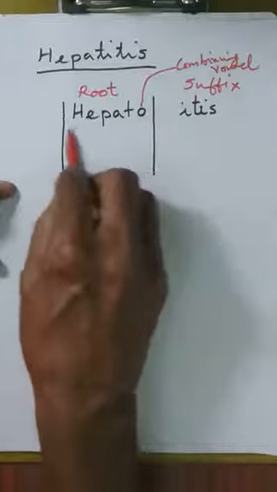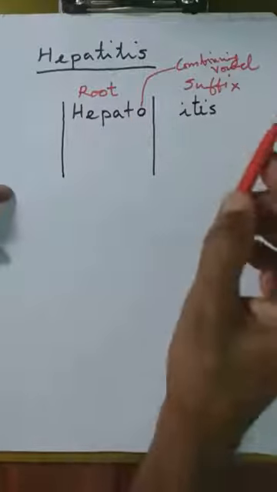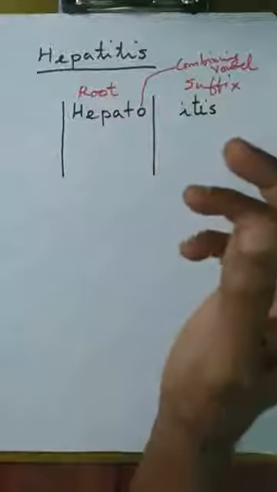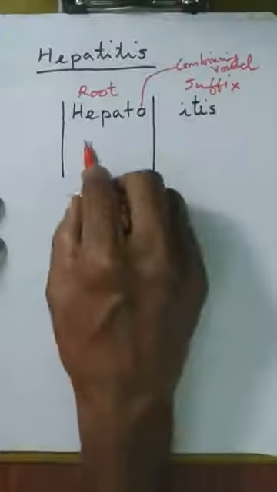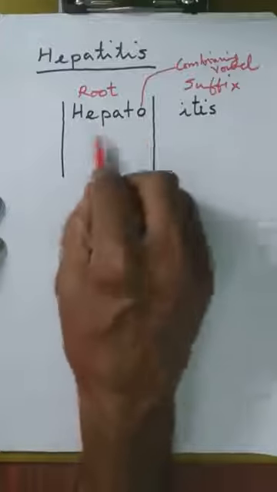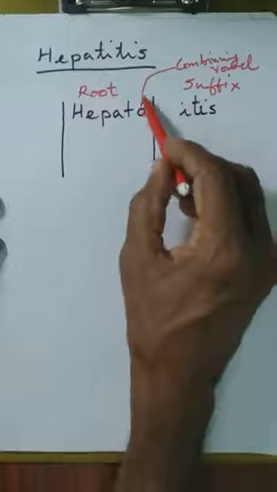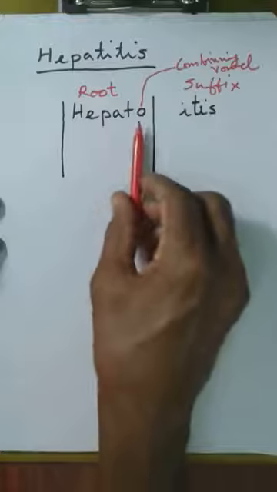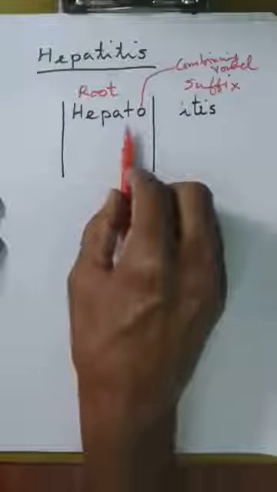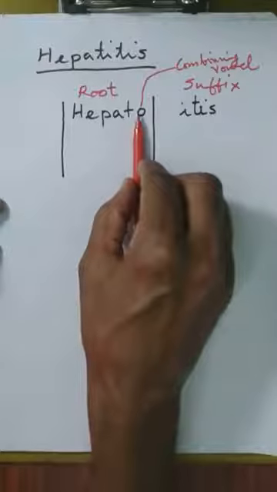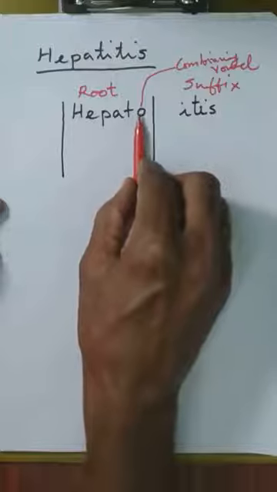In most of the words, there will be O as the combining vowel. There are other vowels also, as you know, A, E, I, O, and U. Out of these five vowels, O is the common vowel which is always combined with the root word. Most of the words are taking this O as the combining vowel.